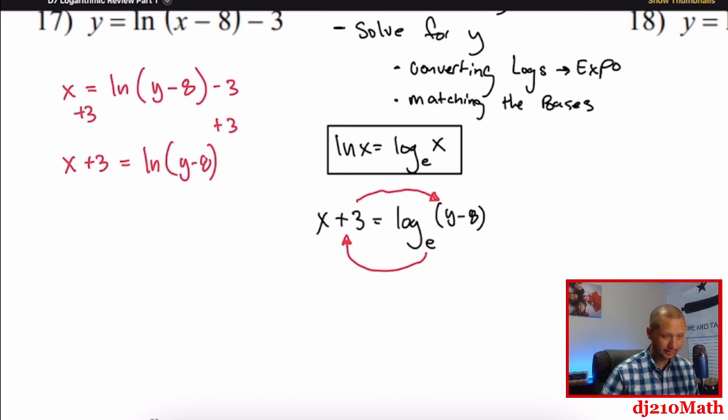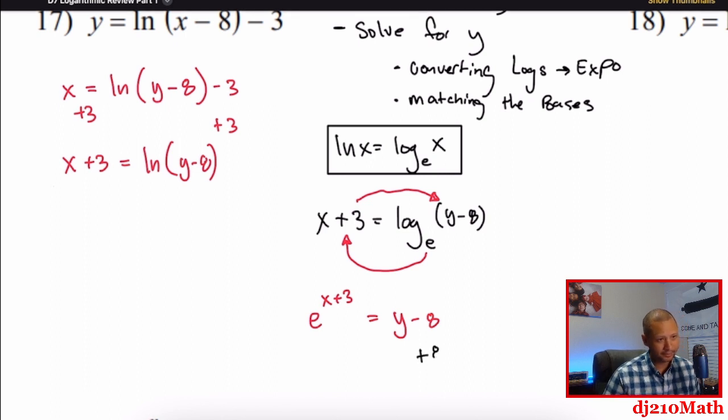So base e, the exponent is x plus 3, and this is equal to y minus 8. So notice the log has been unlocked, right? It's gone away. So we can get to the y. We isolate y. So I'm just going to add 8 to both sides.